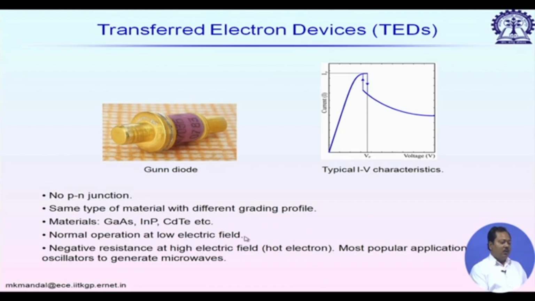Normal operation is at low electric field, and it will provide negative resistance at high electric field. We call it the hot electron effect. Most popular applications are in oscillators to generate microwave and millimeter wave signals. If we keep on increasing the applied biasing voltage for this type of devices, initially current increases, after a saturation value it decreases, and if we further increase the applied voltage, it follows the conventional resistance property, then current again increases.